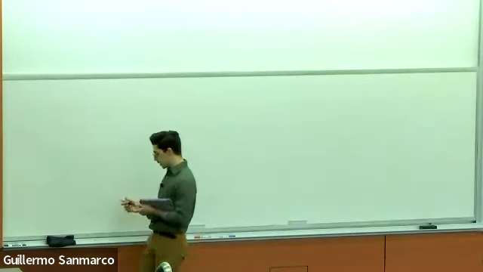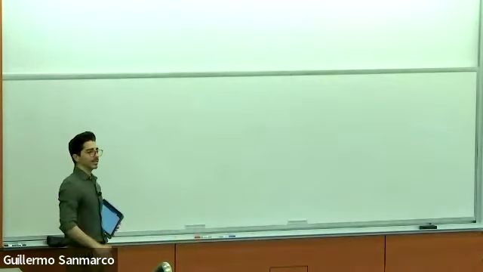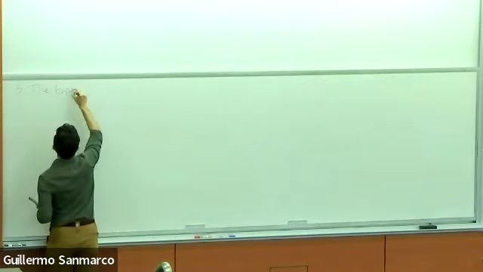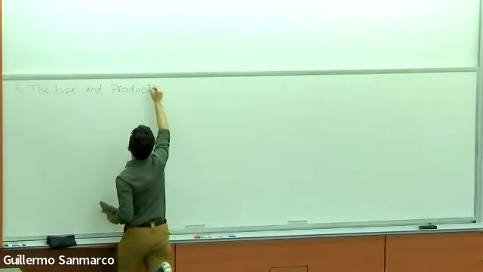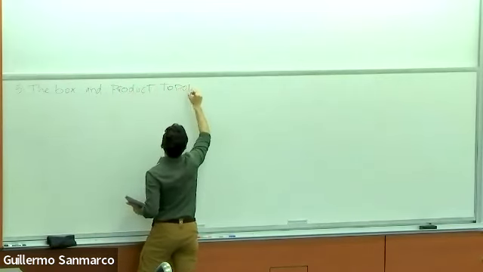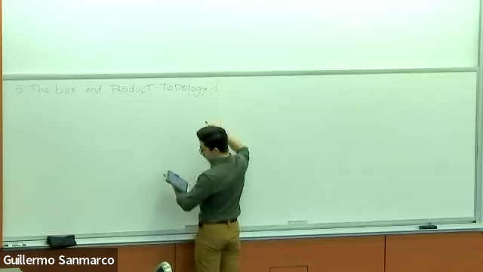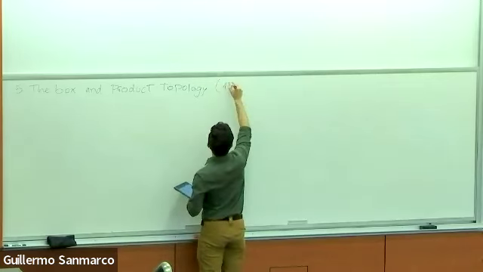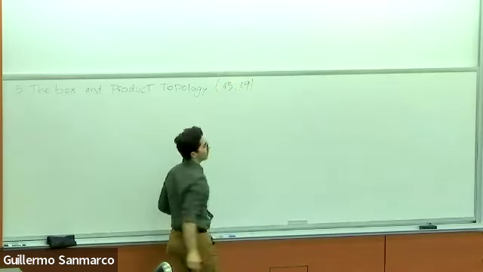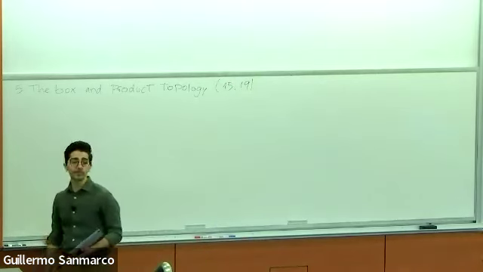So the idea for today is mostly to discuss what we called the box topology last time. So let's start with that. Today is mostly about the box and the product topology. Already from the title, this is based on 15 and 19 from Bankers. Let me be sure. Yeah, 15, 19. 15 is for finite products, 19 is for arbitrary products.